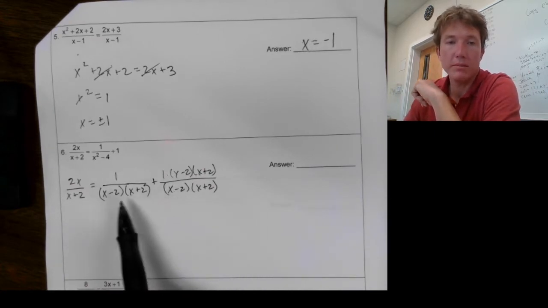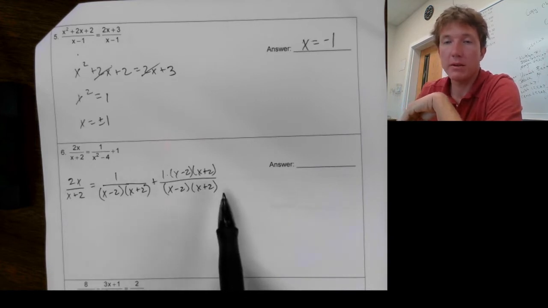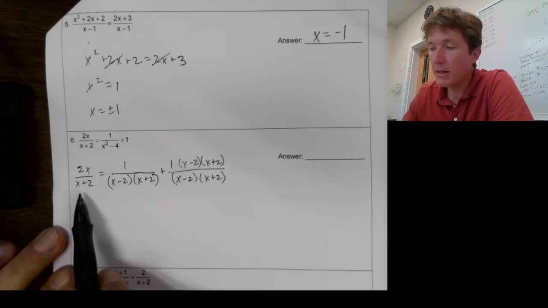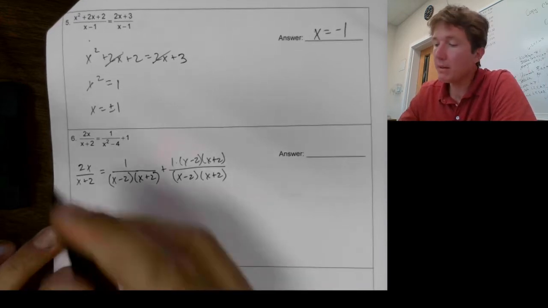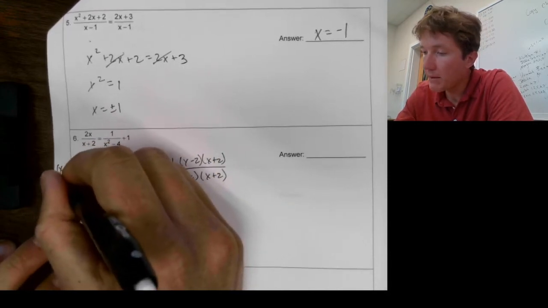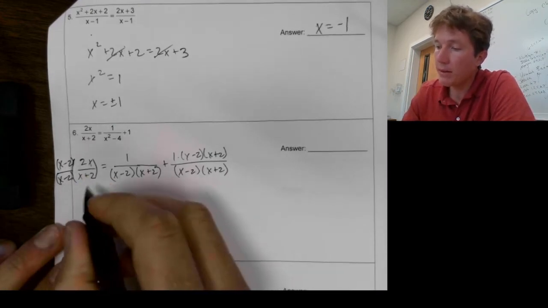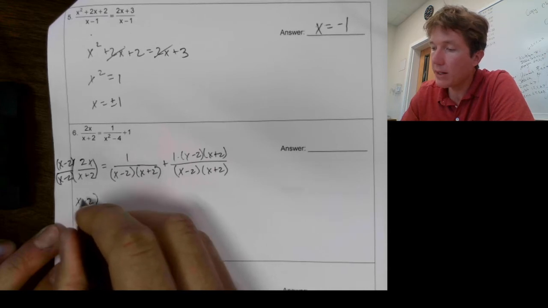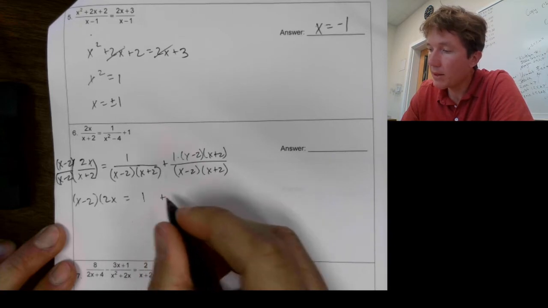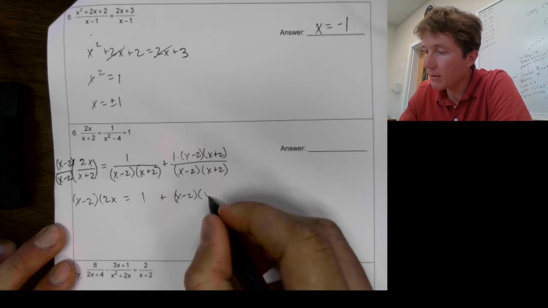Right, this works because these cancel and I'm still just left with 1. So I found my lowest common denominator in this case. And then I need to multiply the left side by x minus 2. That's what it's missing. So I'll multiply the top and bottom by x minus 2. Okay, so now I have the same base all the way across the board. So let me rewrite just the numerators. x minus 2 times 2x equals 1 plus x minus 2 times x plus 2.